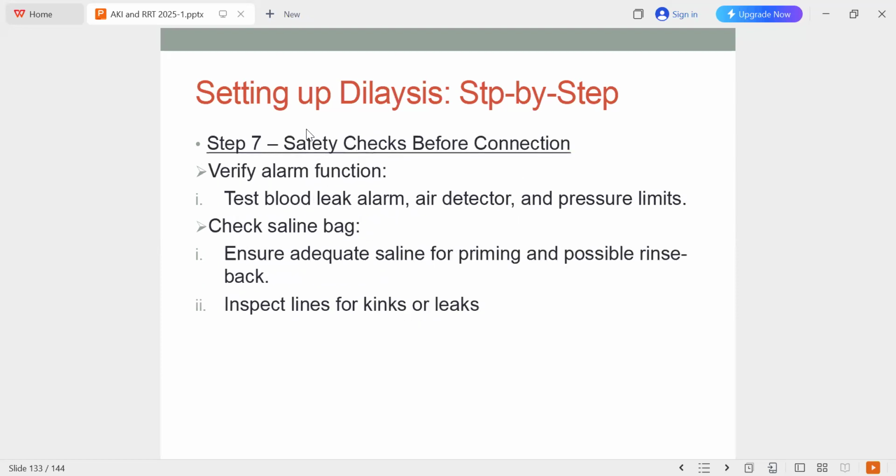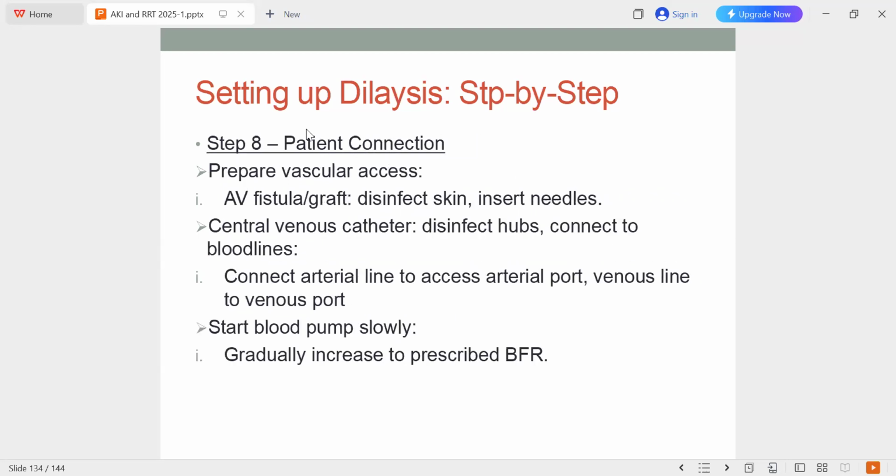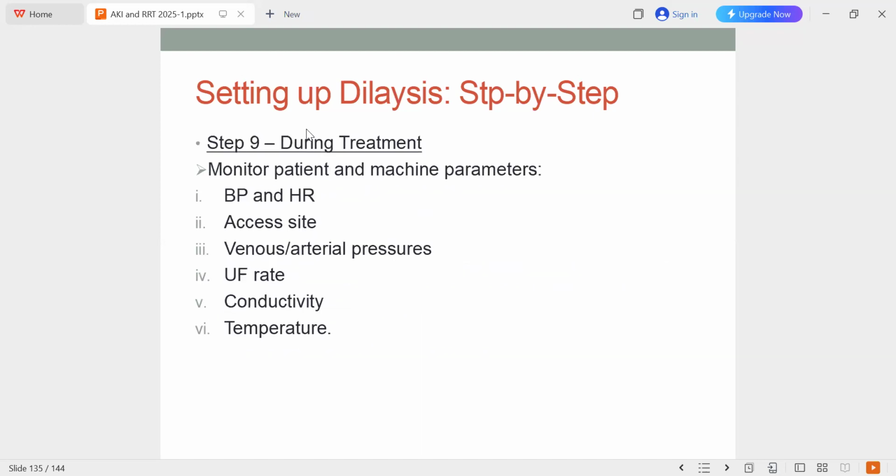Safety checks: verify alarm function, ensure a saline bag for priming and possible rinse back, and inspect your blood lines for kinks and leaks. Prepare your vascular access. Most times we usually put in the dialysis catheter, a central catheter, and connect the arterial line to the arterial port and all that.